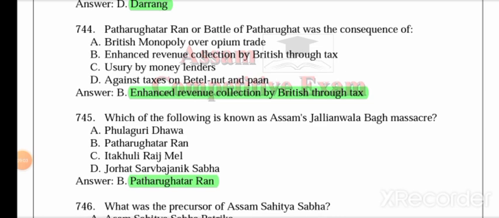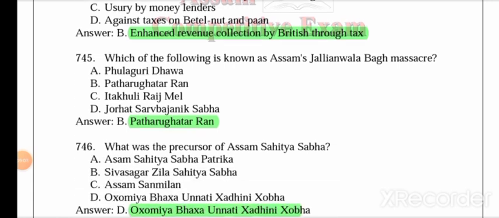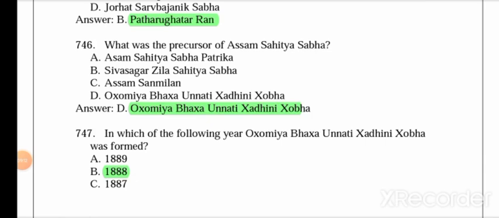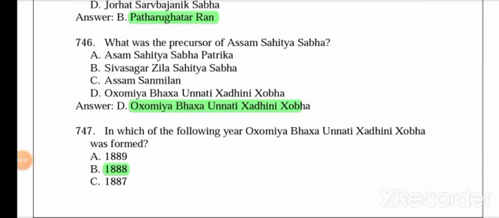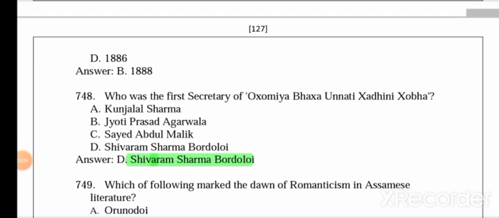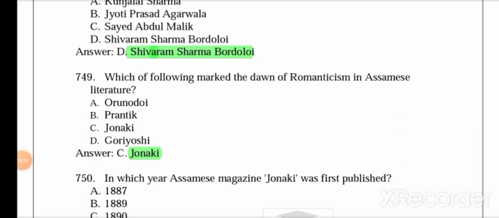Patharughat Raij Mel was a consequence of enhanced revenue collection by the British through tax. See, this question comes: Assam's Jallianwala Bagh massacre. It was Patharughat Raij Mel. Who was the precursor of Assam Sahitya Sabha? It was Asomia Bhakha Unnati Sadhini Sabha. In which year was Asomia Bhakha Unnati Sadhini Sabha formed? It was in 1888. Who was the first secretary of that Sabha? It was Sivaram Sharma Bordoloi.